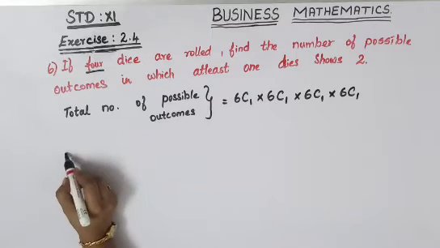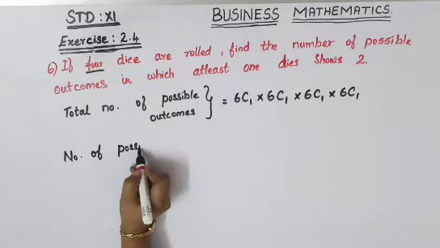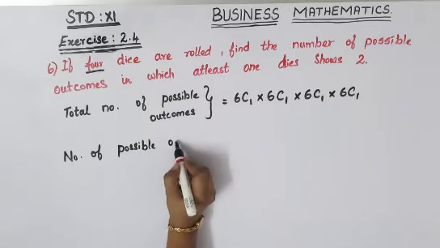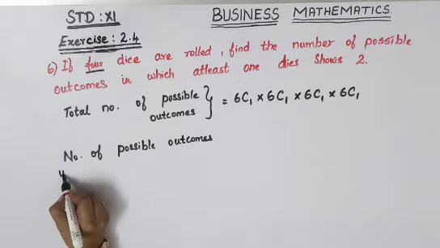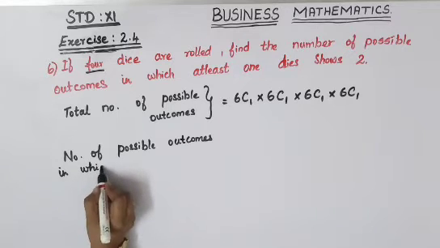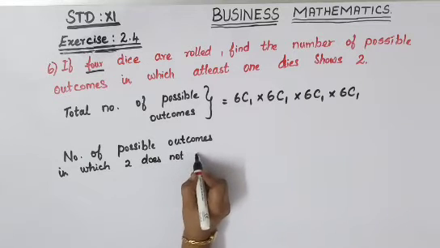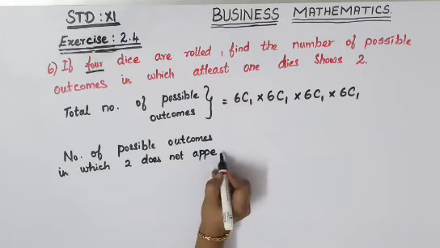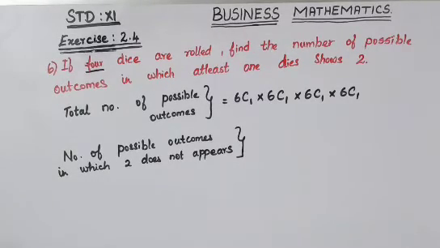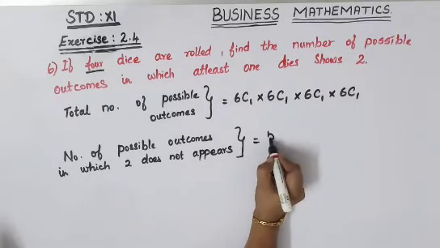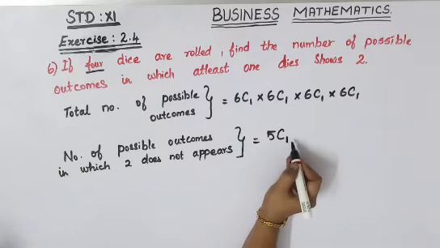Now the next one is number of possible outcomes in which 2 does not appear. So we are taking the option that 2 will not come at all. So if 2 is not there, you will have only 5 options over there. So in 5 you will get any one option. Other than 2 you will get any number from there.